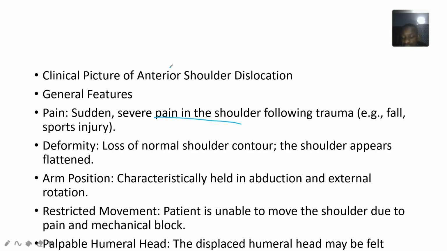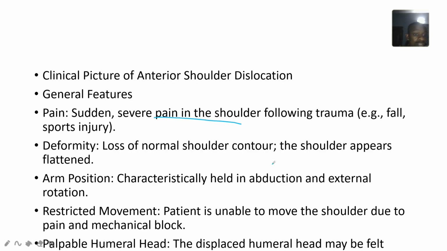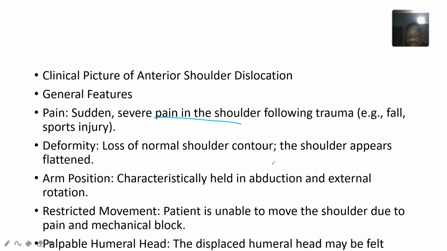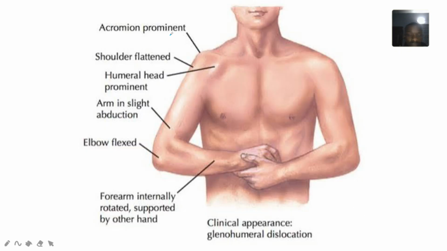Then the arm position. Can you see how this guy is using his hand that is well to hold the hand that is injured? Then restricted movement. Of course, the patient is not able to use the injured hand the way they used to before. Then the palpable humeral head. Your humeral head is no longer covered with much bone, so you can easily touch it. So that's the clinical picture.